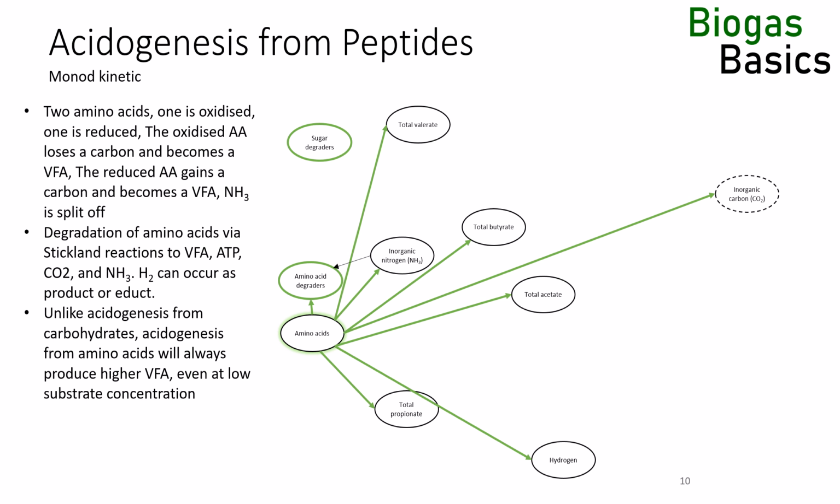The ADM1 does not include individual Stickland reactions, but simply allocates stoichiometric factors for the reaction of amino acids to amino acid degraders, CO2, volatile fatty acids and hydrogen. The acidogenesis from amino acids is the only source of ammonia in the ADM1. Some ammonia is consumed during the growth of the amino acid degraders. The uptake of amino acids and subsequent acidogenic fermentation is described as a Monod kinetic with an inhibition term for pH and a limitation term for ammonia.